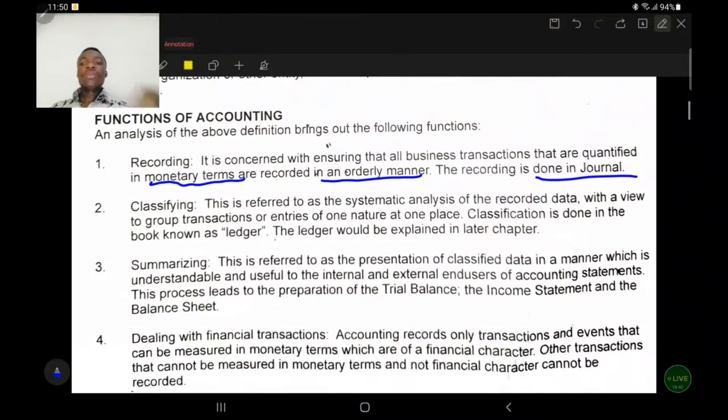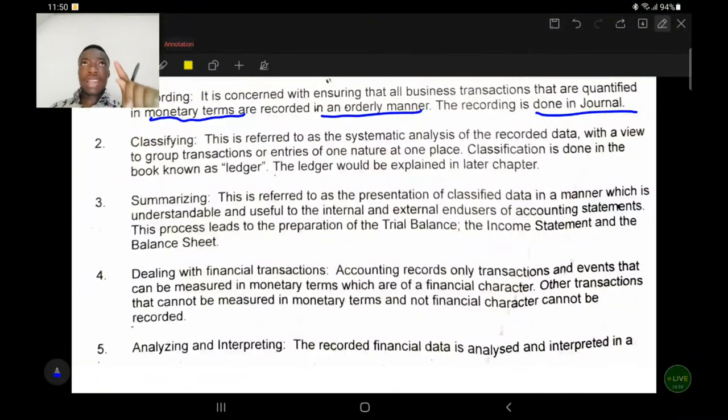So with recording, we are ensuring that all business transactions quantified in monetary terms are recorded in an orderly manner, and this is done in a book called what? The journal. So once we get the item, we record it in a book called the journal. Let's take note of that. And then classifying is also part of the recording activity. Before any accountant can record any item, you need to classify the information you have received and know which information is going to this book and which is going to that book. That's what we call classification. I hope that is clear.